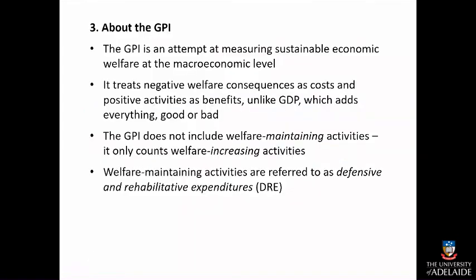Okay, a little bit about the GPI. So clearly the GPI is an attempt at measuring sustainable economic welfare at the macroeconomic level. And of course it treats negative welfare consequences as costs and positive activities as benefits, unlike GDP, which adds everything, good or bad. So any form of economic activity is just added. There's no subtraction.